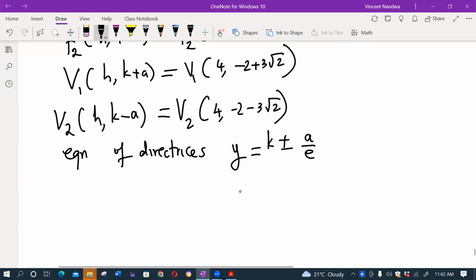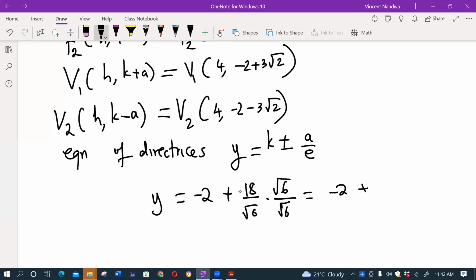And the equations are y equals minus 2 plus 18 over root 6 times root 6 over root 6. So it's minus 2 plus 3 root 6, and y equals minus 2 minus 3 root 6. So that is the solution to that question.